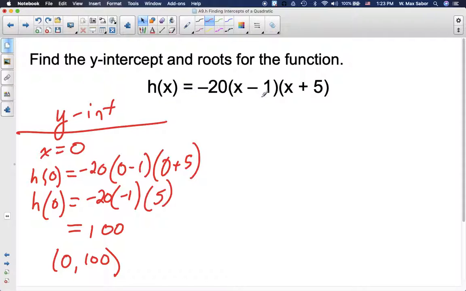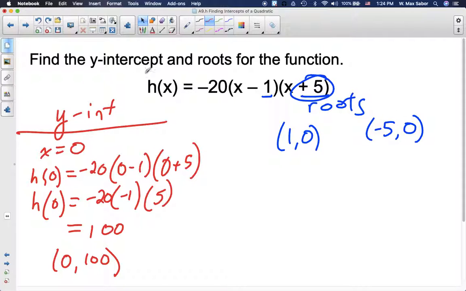The roots, they give them to you. They're right there. 1 is the first root, and the other root is negative 5. Remember that we use the opposite sign, so those are our roots. That's it. That's how we find intercepts of a quadratic.